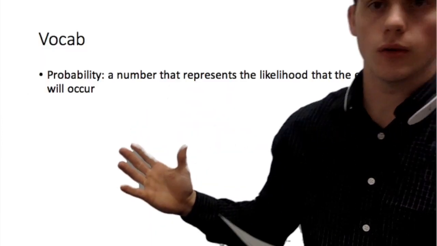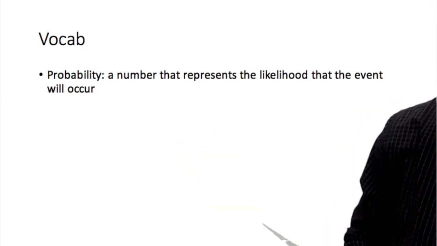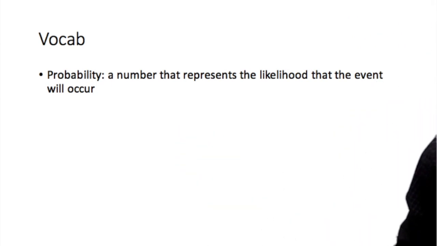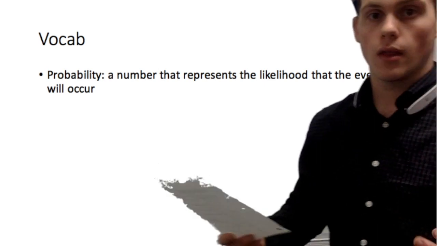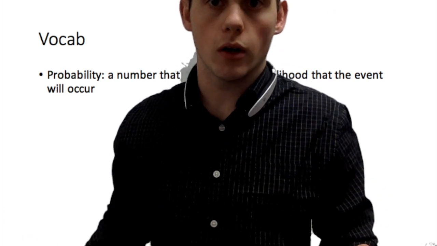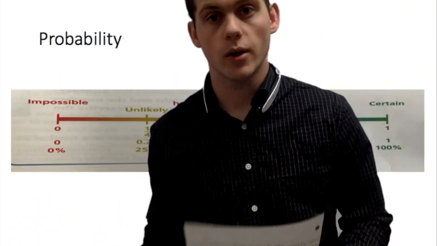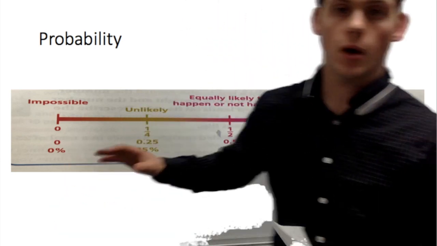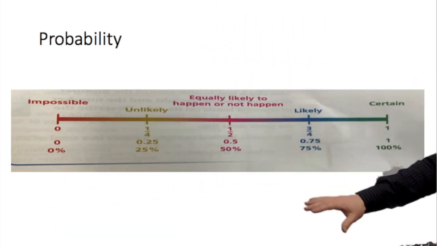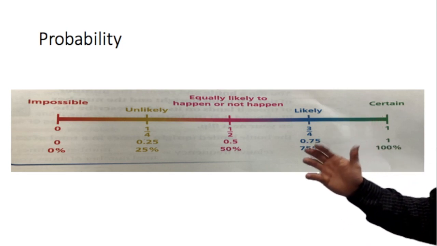So our next thing we need to do is review some vocab. So our vocab word is probability. Probability is a number that represents the likelihood that an event will occur. One thing we didn't talk about yesterday is the range of probability. So the range of probability, as you can see here, goes from 0 to 1.